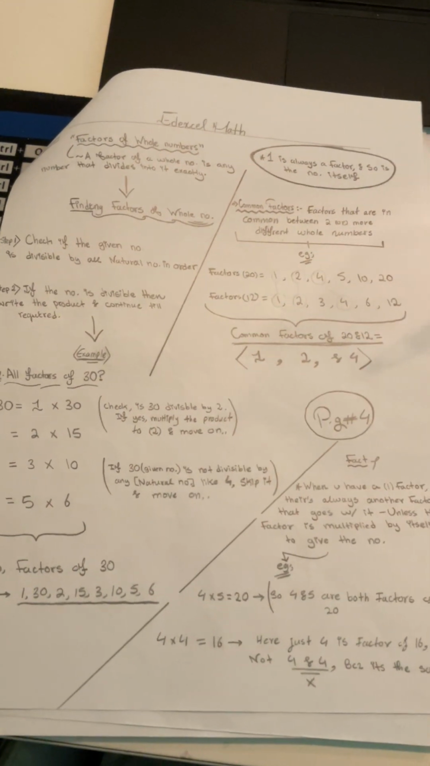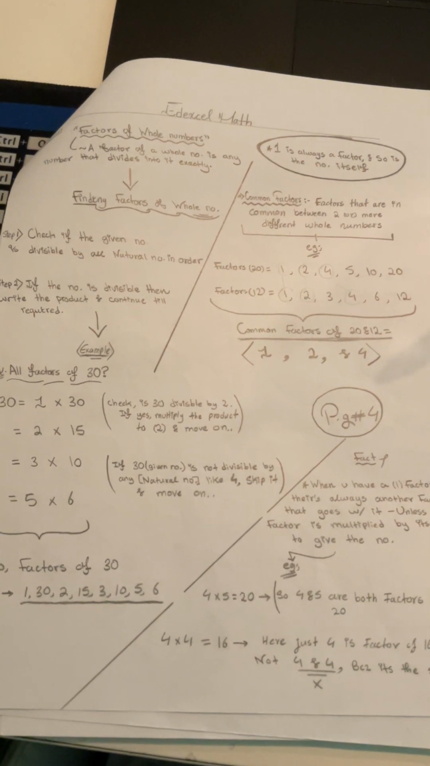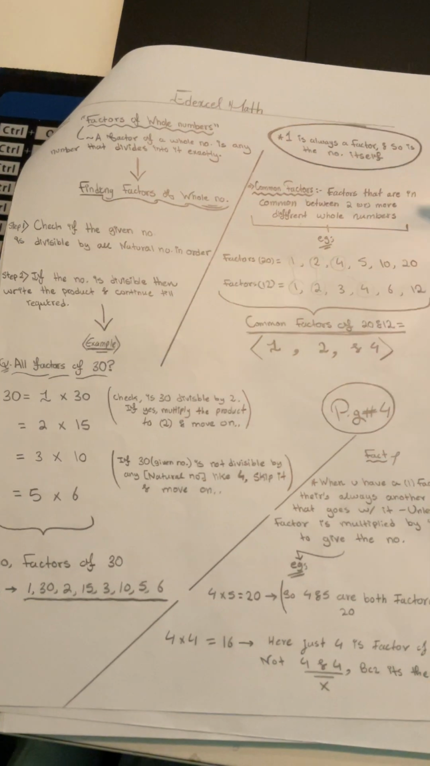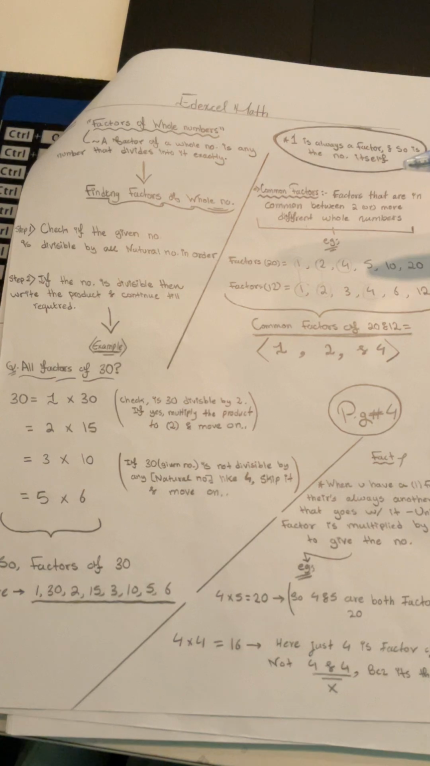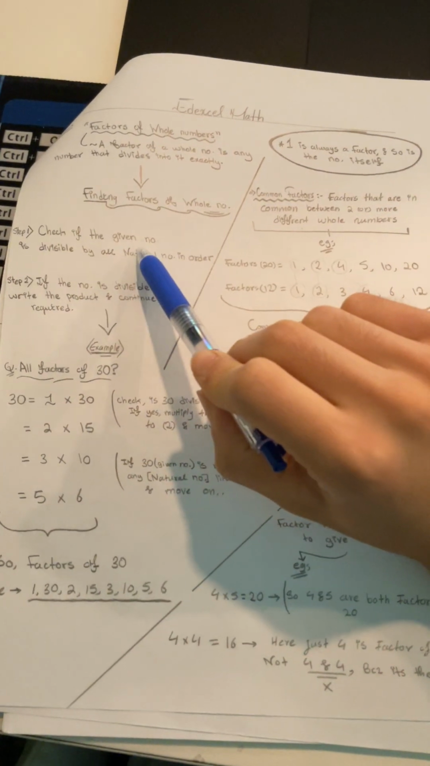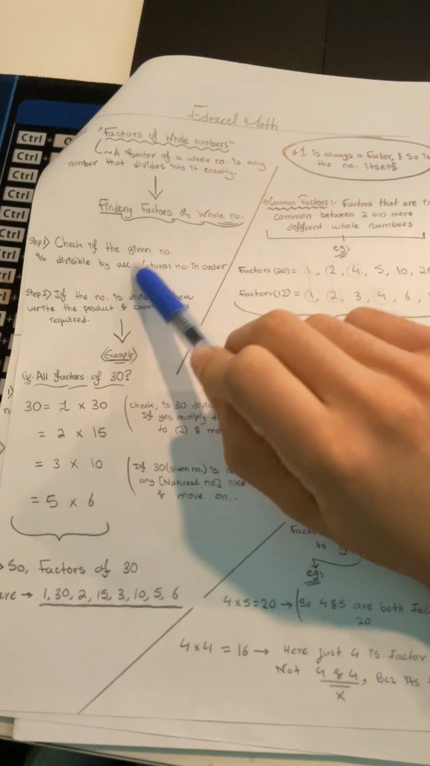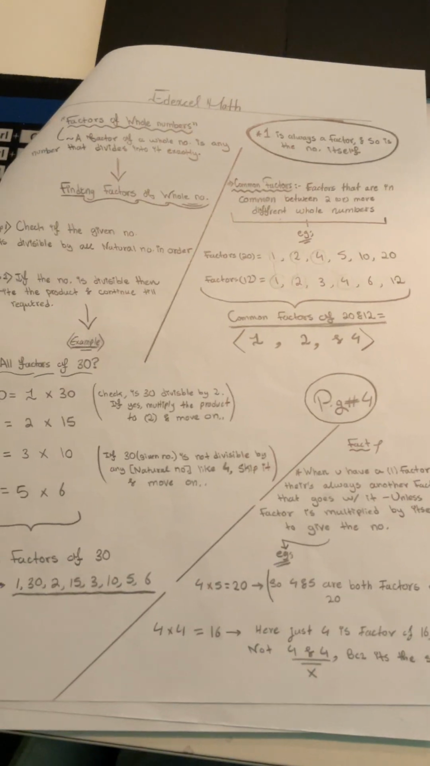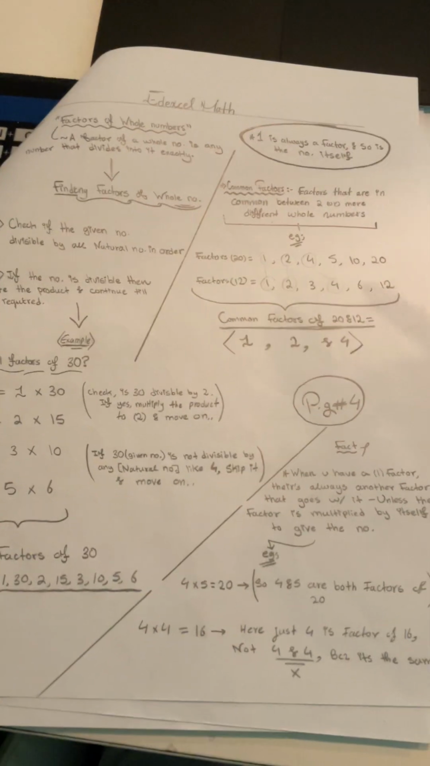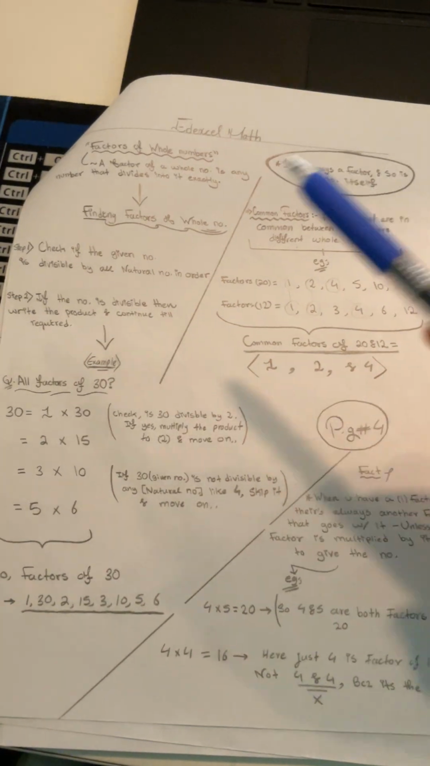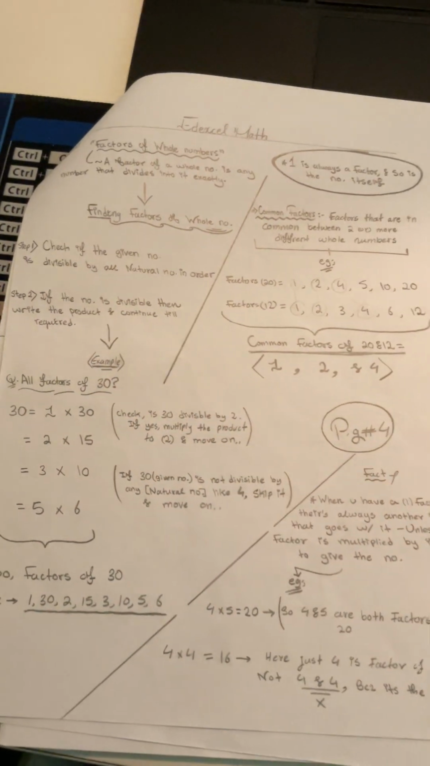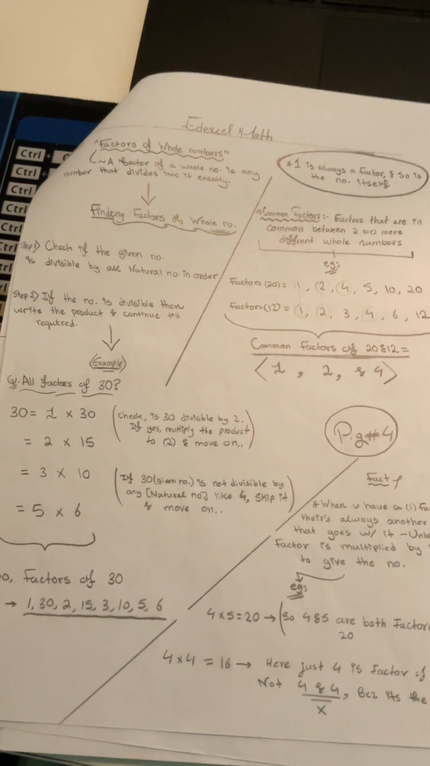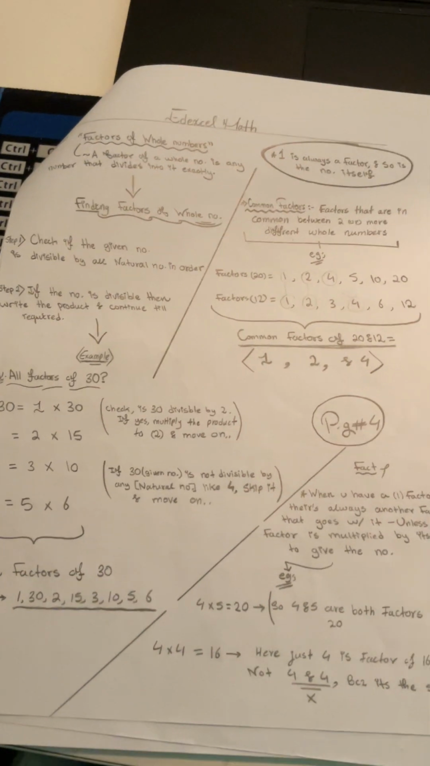Now let's have a look at factors of whole numbers. A factor of a whole number is any number that divides into it exactly. So finding factors of whole numbers, we have two main steps to follow. The first one is you check if the given number is divisible by all natural numbers in order. If you don't remember what natural numbers are, it is the first definition we took. A natural number is a number from 1 till infinity. If the number is divisible, then write the product and continue till required. If it is not divisible, you skip that number and go to the next number.